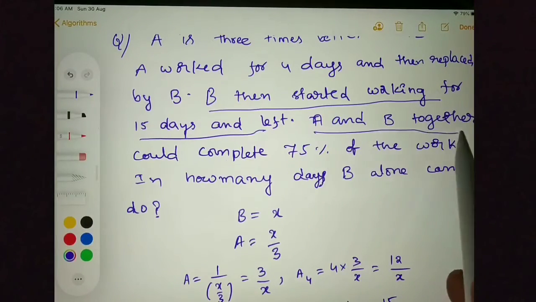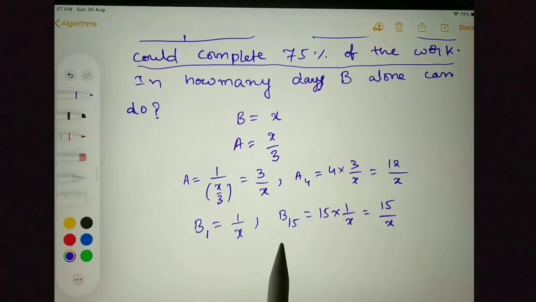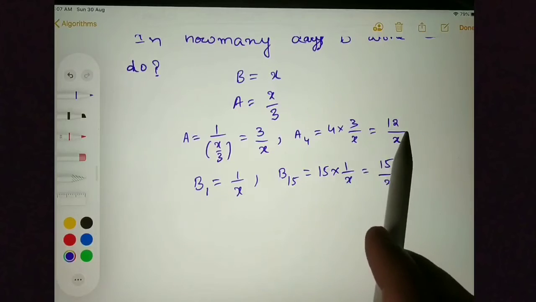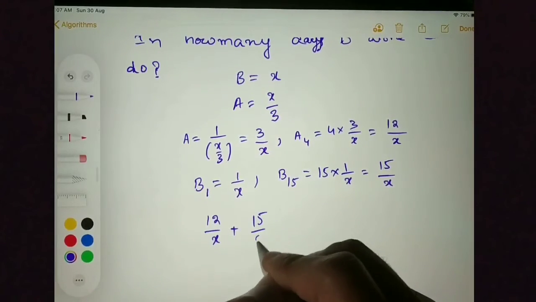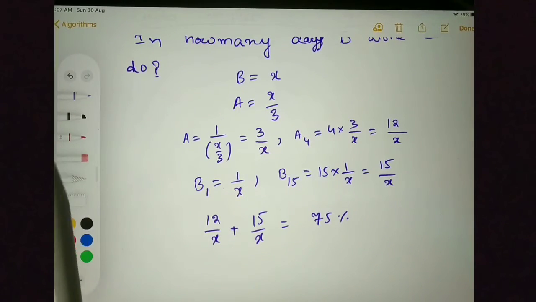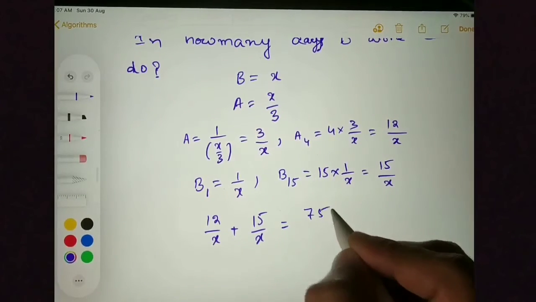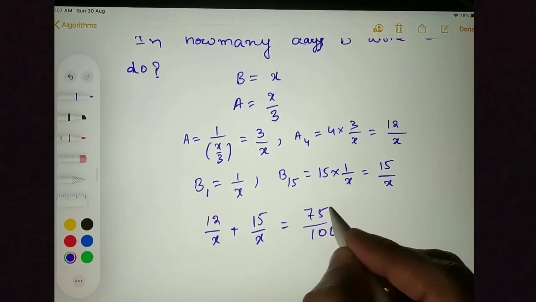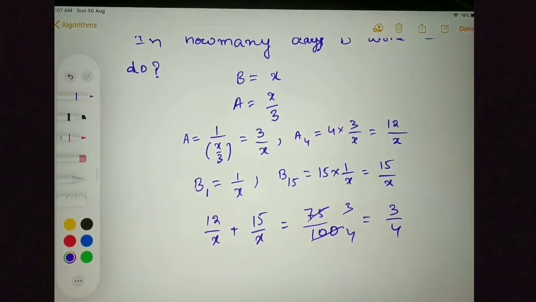A and B together could complete 75% of the work. A's work is 12 by X and B's work is 15 by X. This is equivalent to 75% of the work. 75% we can write as 75 by 100. It's nothing but 25 threes and 25 fours, 3 by 4th work they could complete by A working for 4 days and B for 15 days.